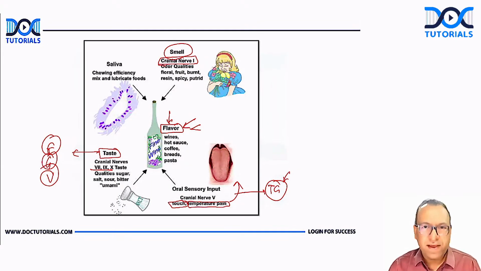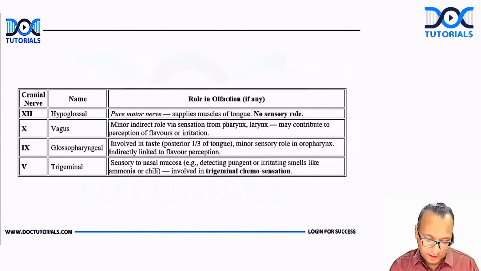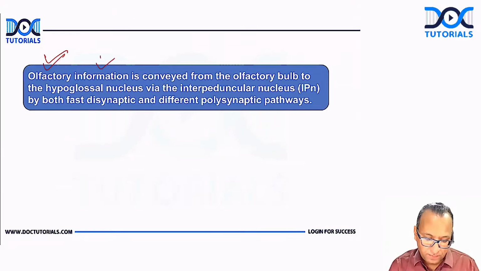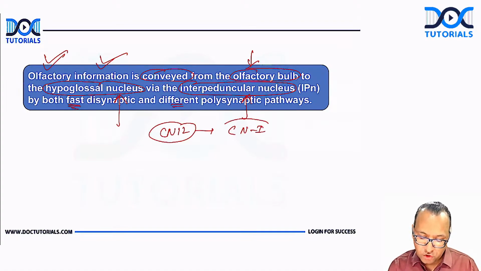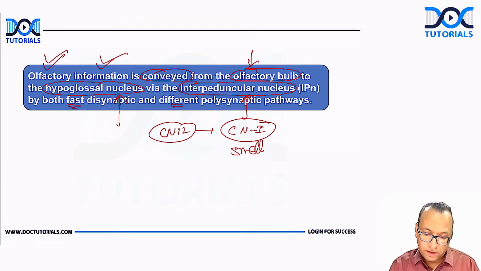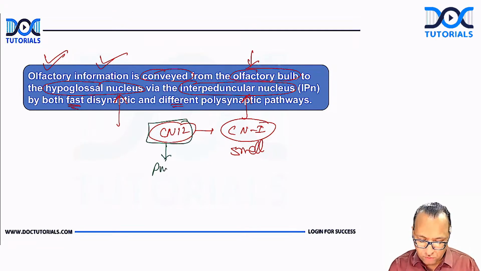Otherwise, things are very deep. Now, as I see, Dr. Ambika, you have answered 12, but let me show you one statement now. Look at this statement. This statement is: olfactory information is conveyed from the olfactory bulb to the hypoglossal nucleus, via the interpeduncular nucleus, and by both fast monosynaptic and slow polysynaptic pathways. What would you say now? Even cranial nerve number 12 is related with cranial nerve number 1 for the smell pathway. Now you will counter that, sir, cranial nerve number 12 is a pure motor nerve. If it is a pure motor nerve, then how can it carry sensation?